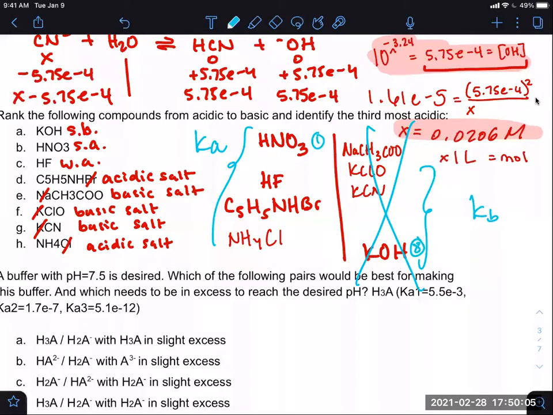I could rank all of these for fun, and I can show you the actual ranking of all of them. But I'm going to tell you right now, you don't need to do all of them, and you shouldn't be doing all of them on the quiz if it only asks you to find the third most, fourth most, or second most acidic, whatever it is.